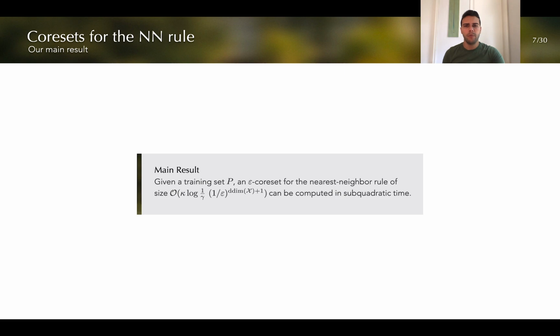From here, we give you our main result, which is that there exists an epsilon coreset for the nearest neighbor rule, whose size is upper bounded in terms of kappa, gamma, and epsilon, with an exponential dependency on the doubling dimension of the metric space. And this coreset can be computed in subquadratic time. The rest of the presentation is going to be devoted to proving this result.